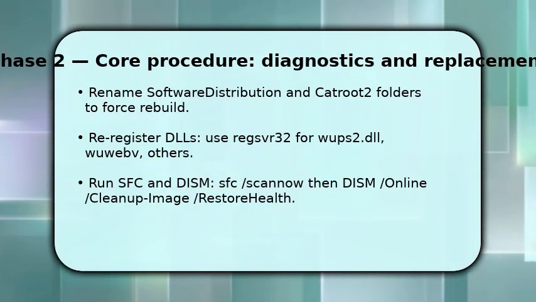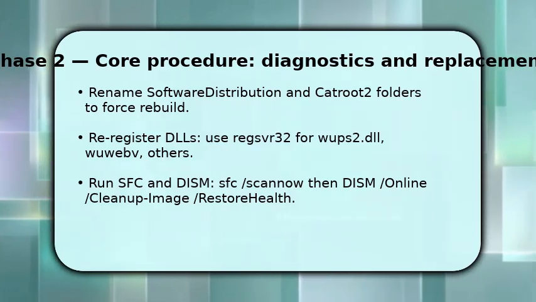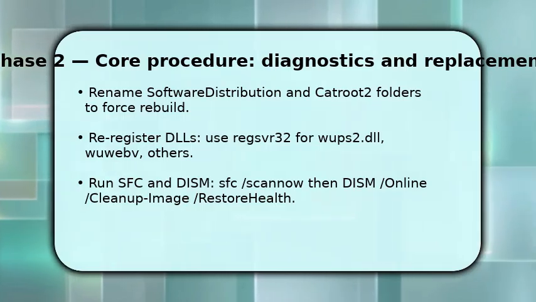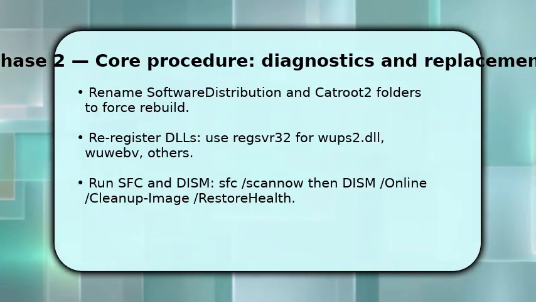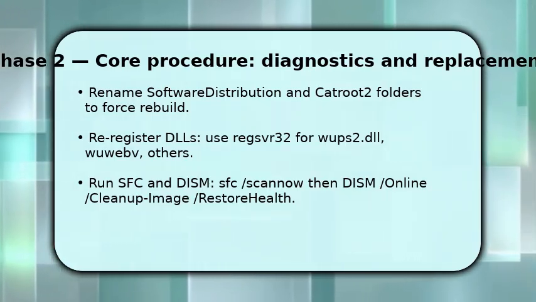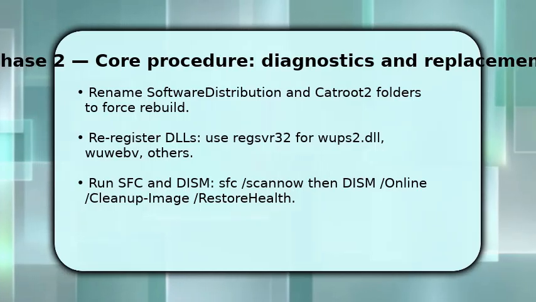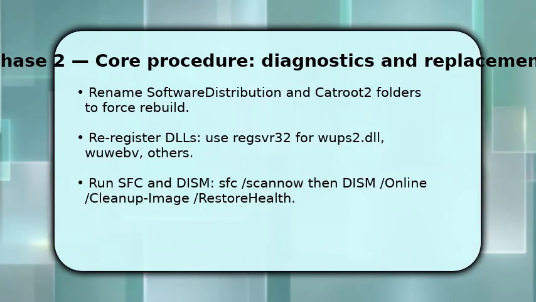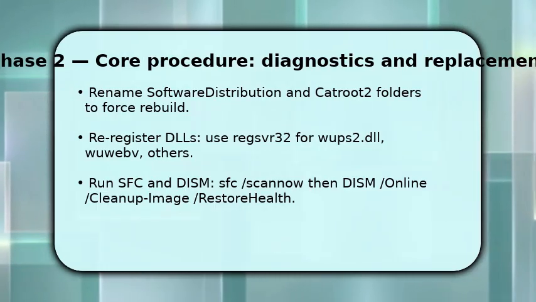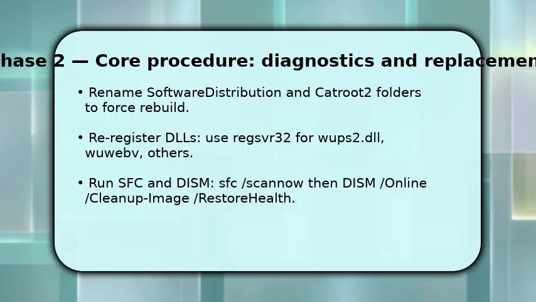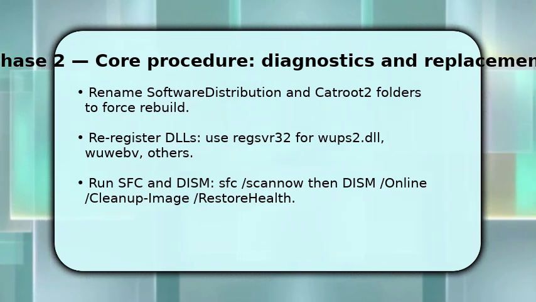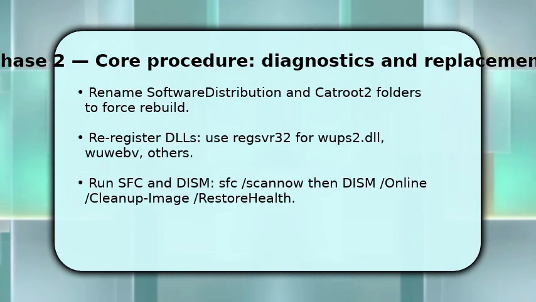Now you reset the update components to remove corruption. Once services are stopped, rename SoftwareDistribution and Catroot2 to SoftwareDistribution.old and Catroot2.old to force a fresh rebuild. Next, re-register crucial update DLLs with regsvr32 so the system can call them properly. After that, run sfc /scannow to repair system files, and then DISM /Online /Cleanup-Image /RestoreHealth to fix the Windows image. These steps rebuild caches and fix underlying file issues that typically block new updates.